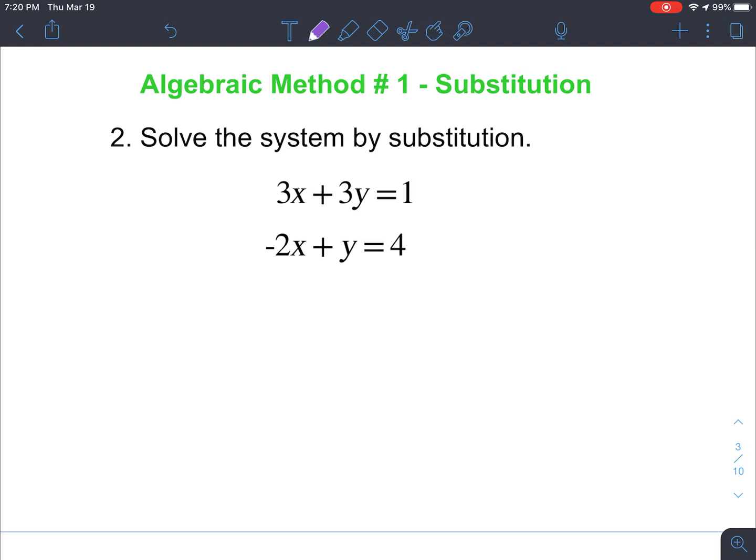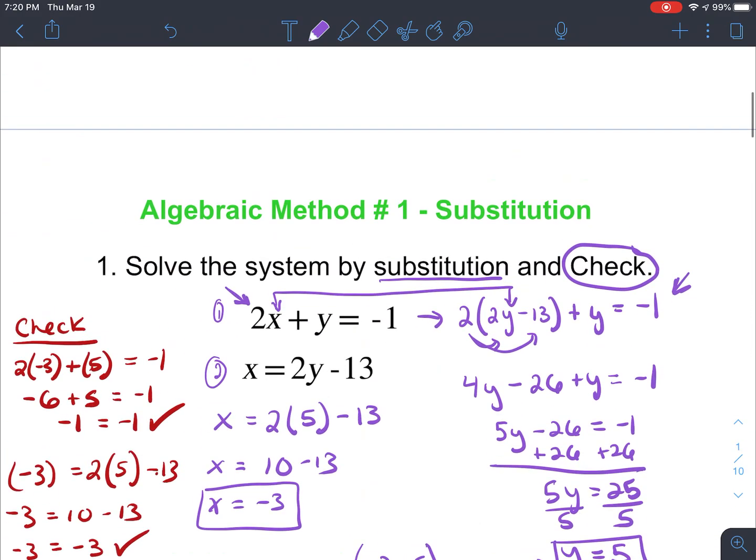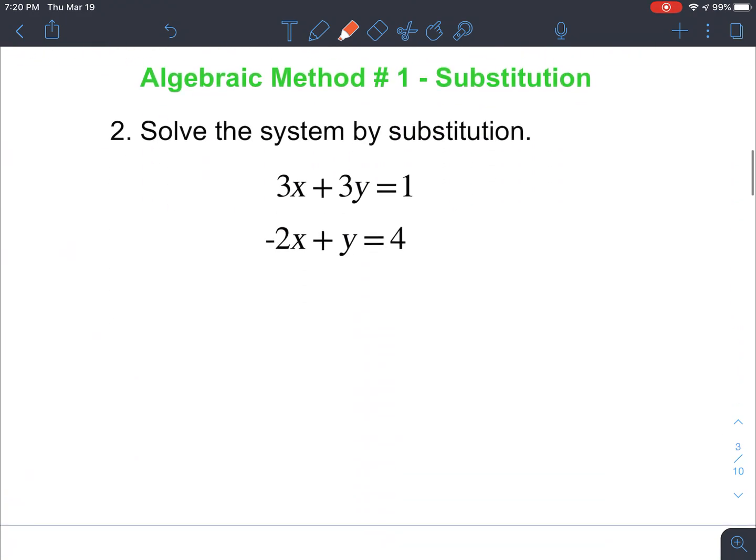So let's try a second example. First, ask yourself, how is this example different from the first one? Well, it's different because in the first one, one of my variables was already solved for, the x. In this example, neither variable is solved for in either of the equations, so we have to solve for one in order to be able to substitute it into the other.